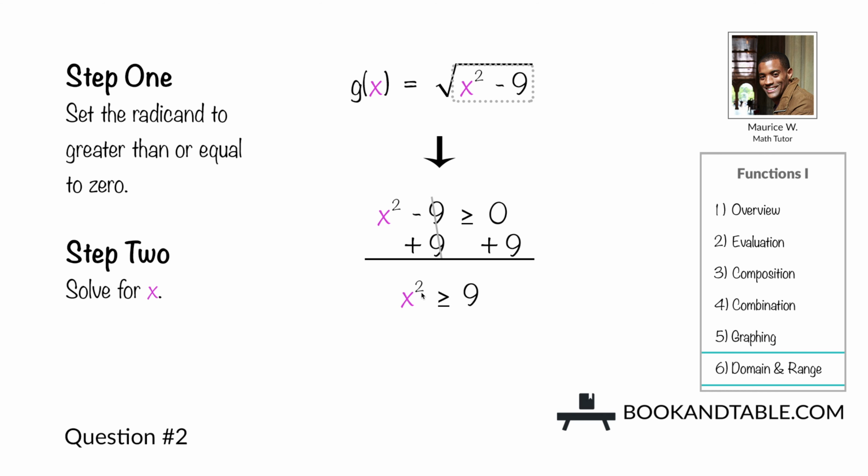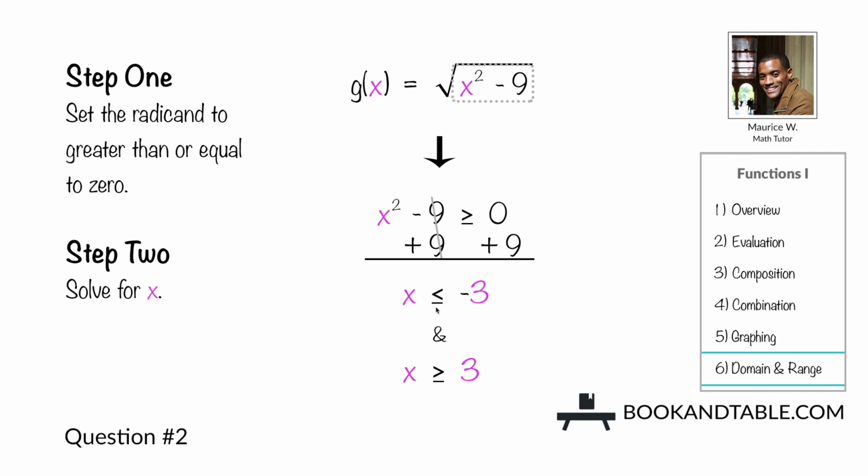And to get rid of this exponent 2, we want to take the square root of both sides. So this creates a unique case where now we have x is less than or equal to negative 3 and x is greater than or equal to 3. Why is that? If x is negative 3, we'll have negative 3 squared, which is 9, minus 9, which is 0. So that's allowed. The radicand can be 0 or greater. It just cannot be negative.